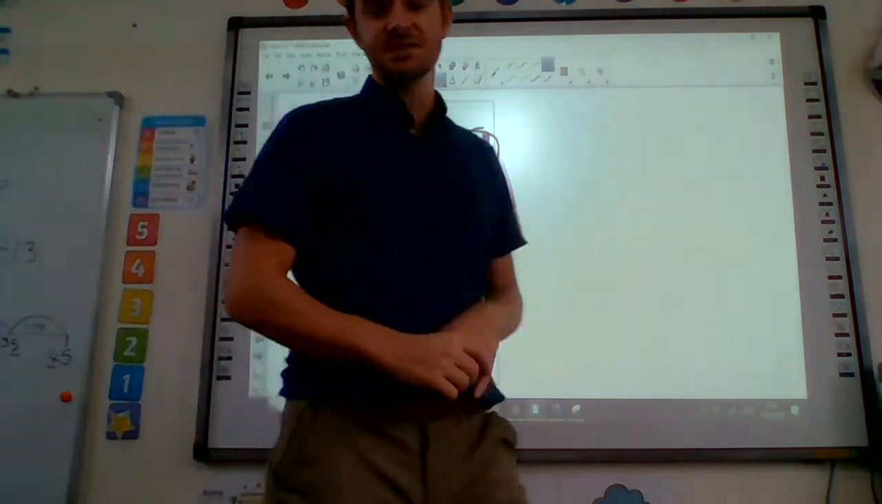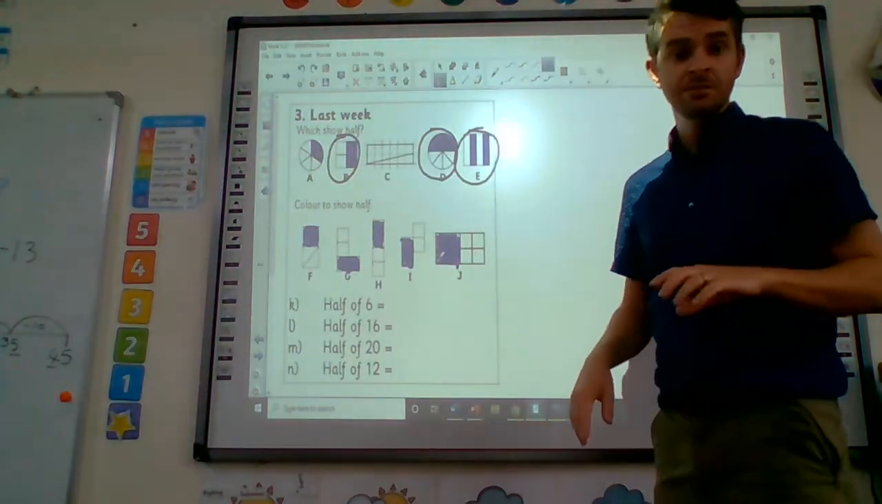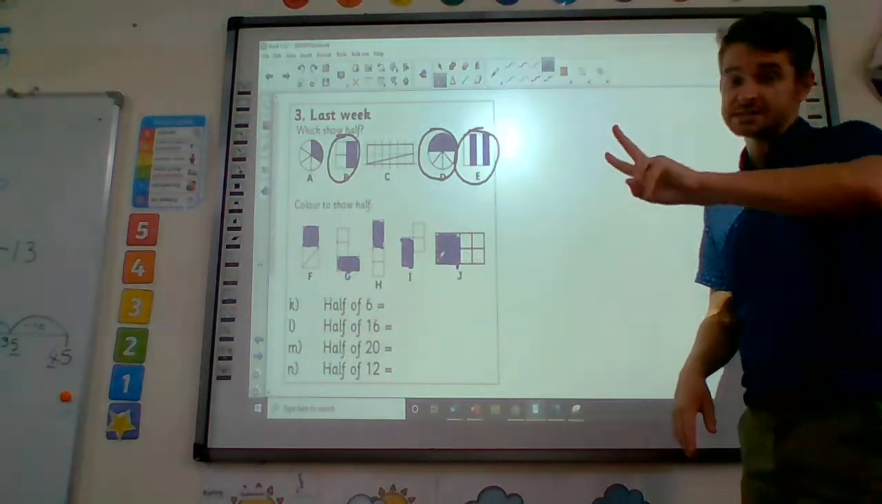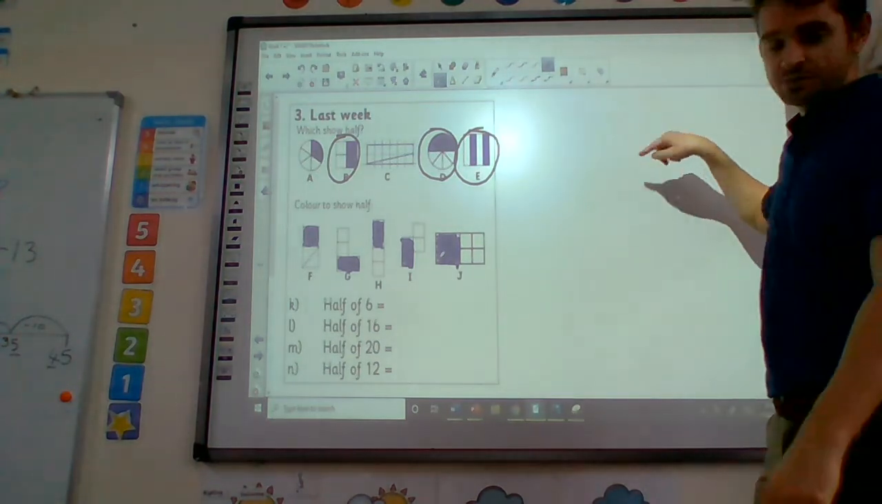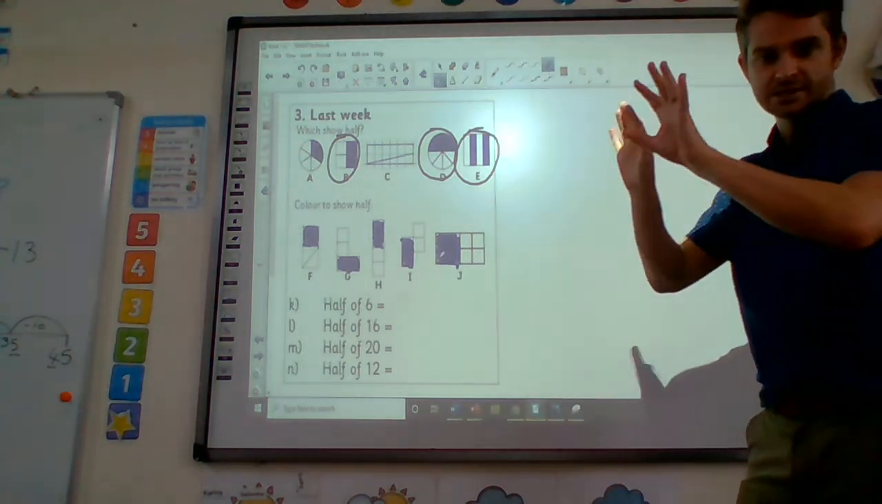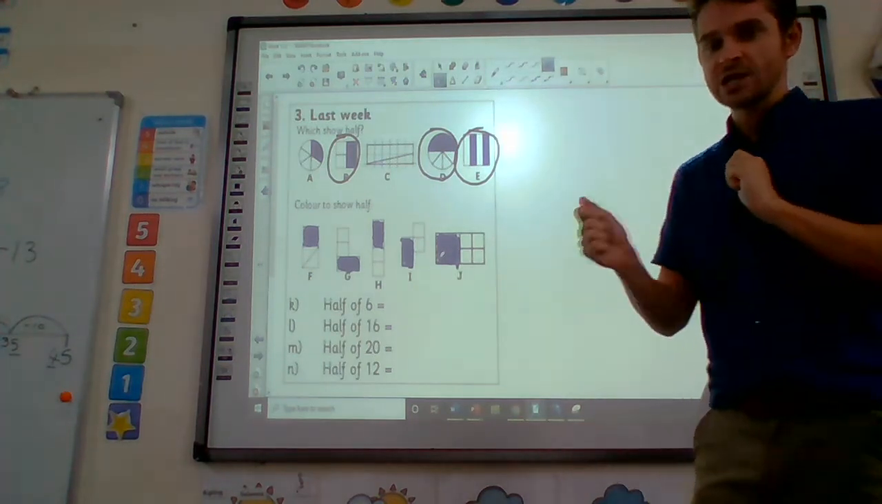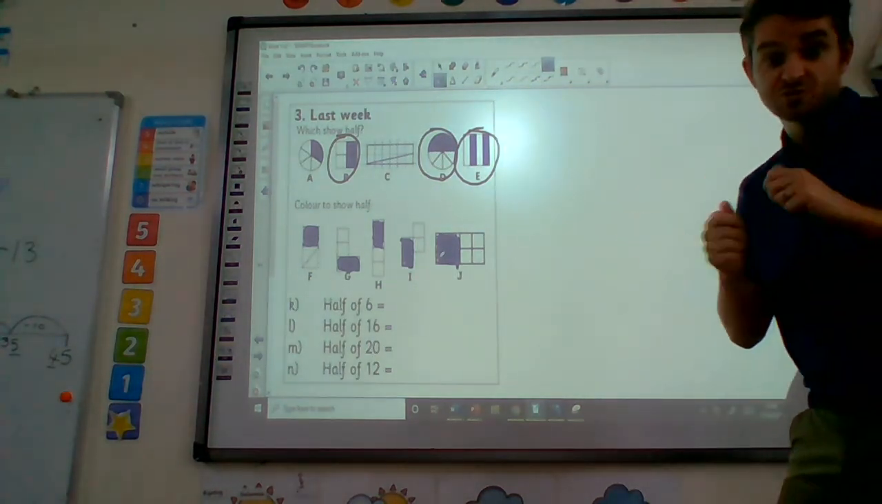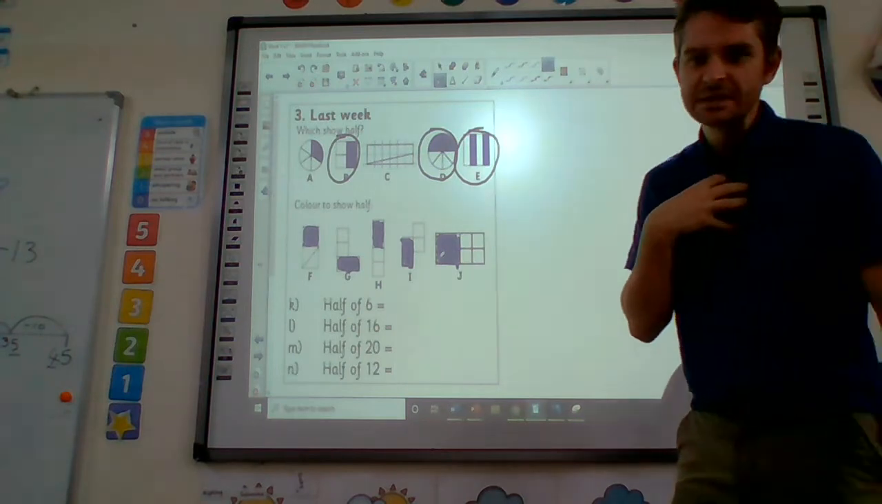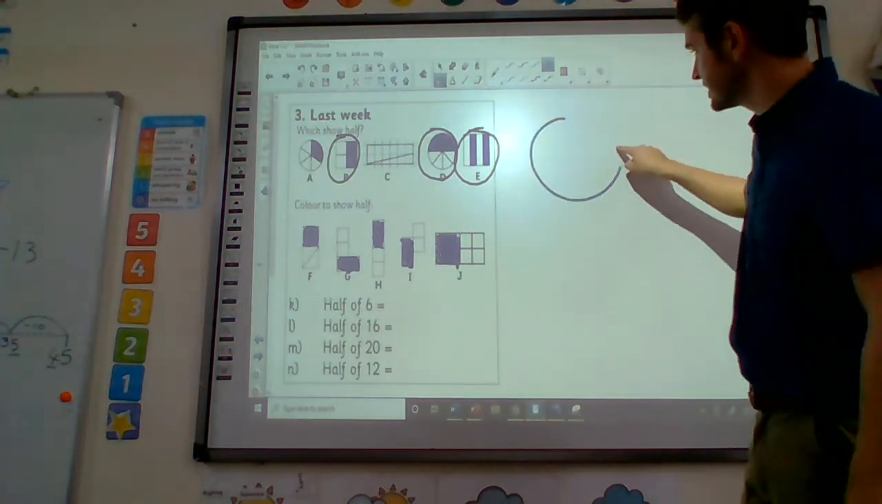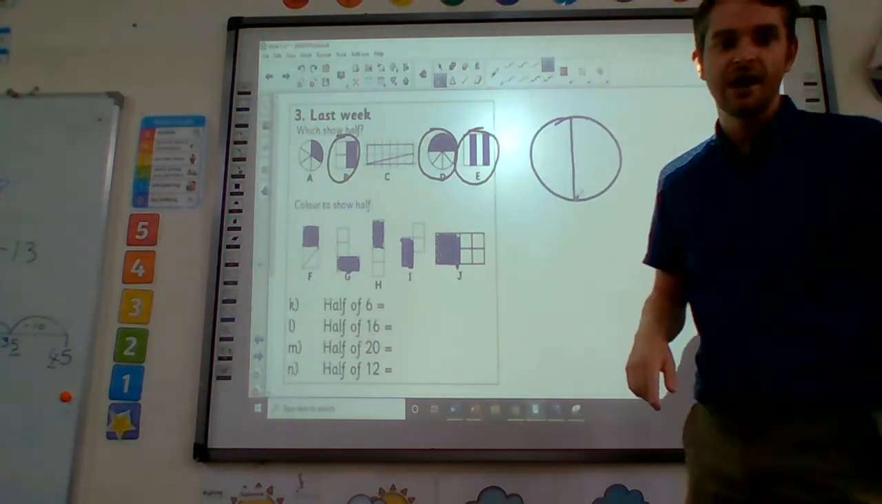Okay, I'm going to switch to this side. Finding half of numbers. I said 2 ways you can do this last week. You can draw the objects and put a line down the middle to see that the 2 sides are the same, or you can draw a pizza and share slices of pepperoni or mushroom or anything. I'm going to use the pizza method today. I'm going to draw my pizza and cut it in half.